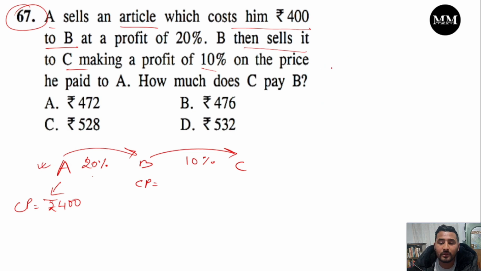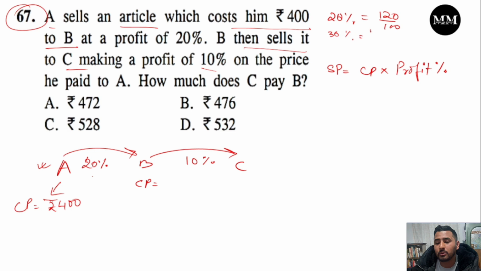in last video also we have given one formula, that is selling price is equal to cost price into profit percent or loss percent. Remember, profit percent. So profit percent means what? Suppose if you are getting a profit 20%, you'll have to write it as 120 by 100. Remember, if profit of 30%, you'll have to write 130 by 100. Okay, so here SP, we don't know SP. CP is already given, that is rupees 400.